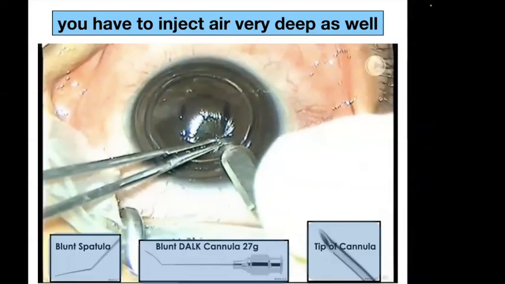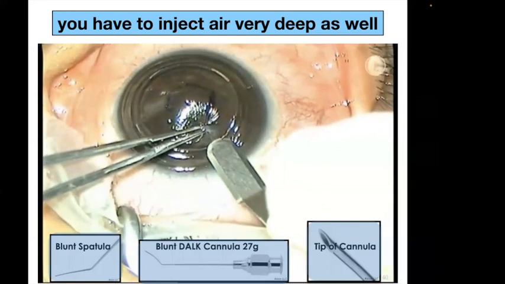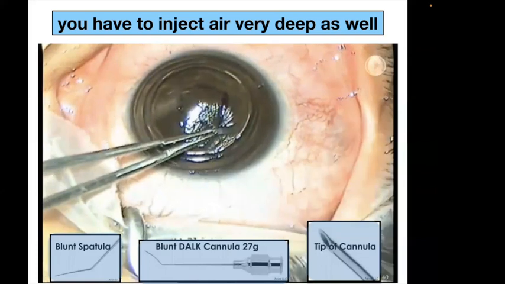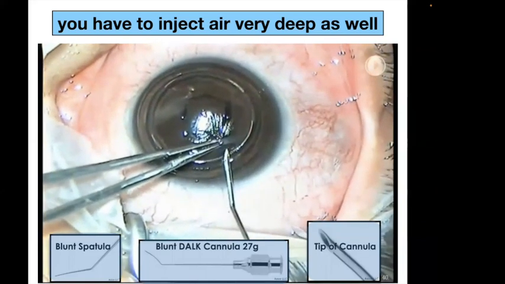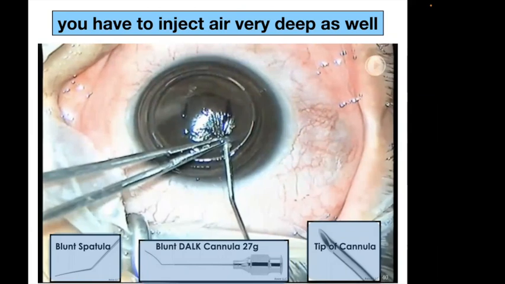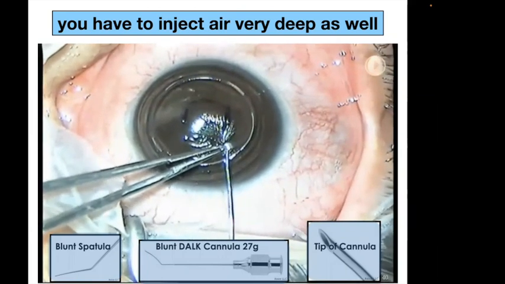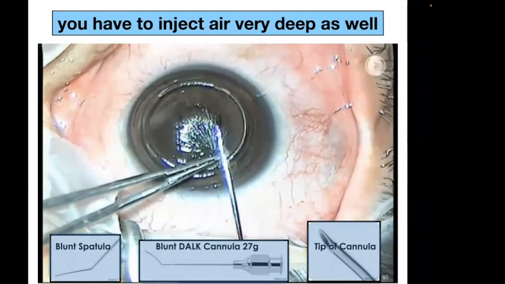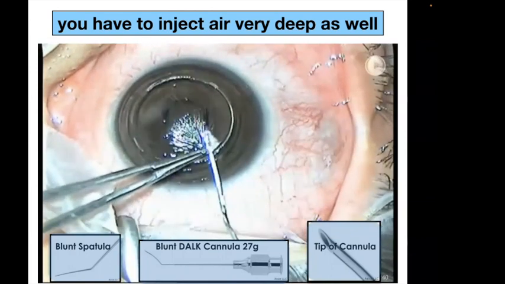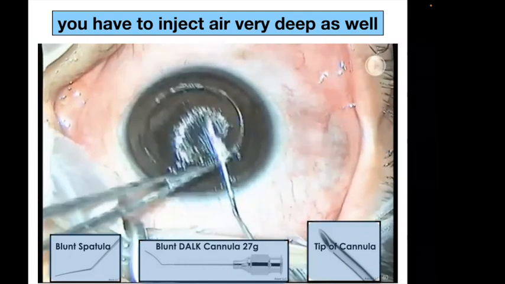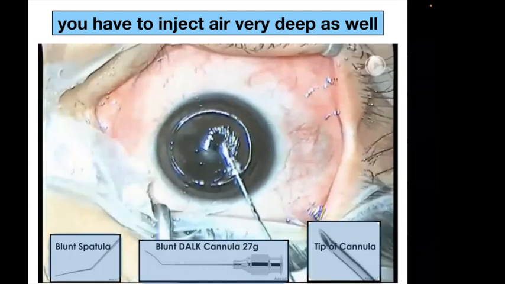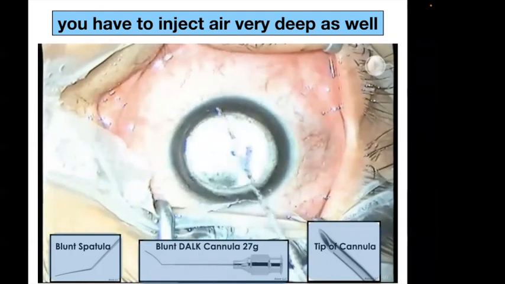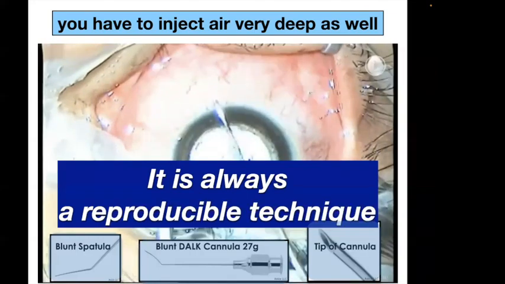Again, define the deepest part of the groove by just minimal dissection. Make the first part of the tunnel with a nick by an insulin needle, and then make the tunnel very deep with the spatula. After making the tunnel very deep with the spatula, you can go with your cannula very deep as well, very near Descemet's membrane, and you stop and inject with some force. You will have the big bubble immediately from the first injection. As you see, it is always a reproducible technique.